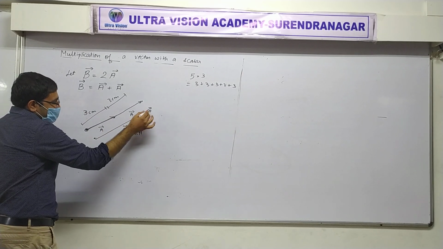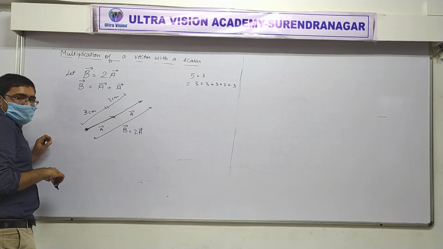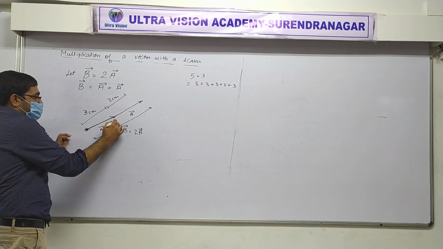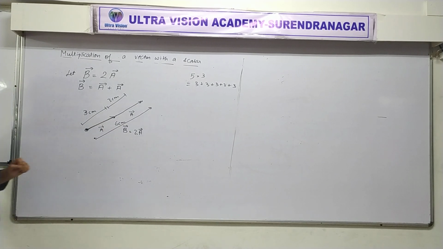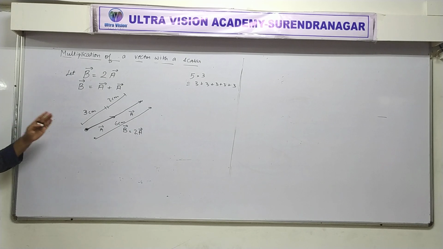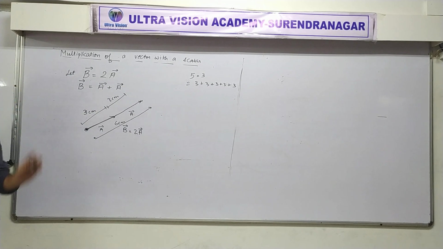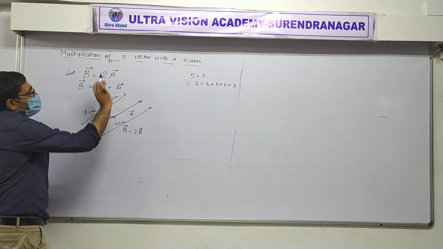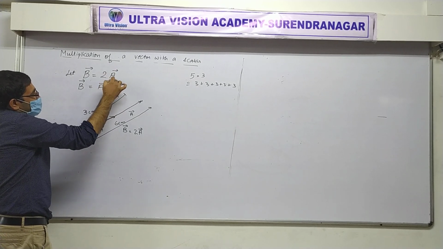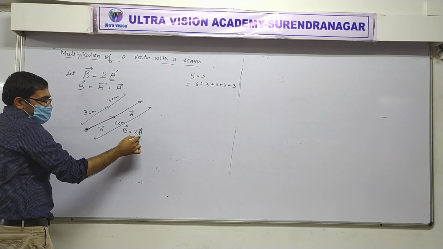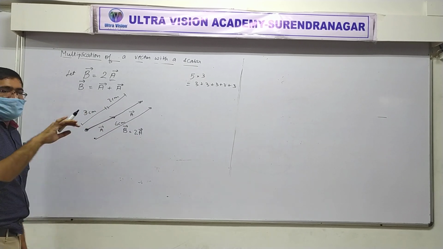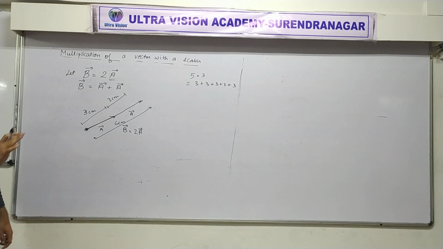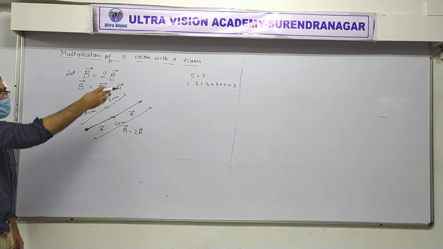How much is the magnitude of this b vector? 6 centimeters. Right: 3 and 3 make 6. We also see that the magnitude of a was 3, and if we multiply 2 with that 3, we get 6. So 3 plus 3 gives 6, and similarly 3 plus 3 plus 3.